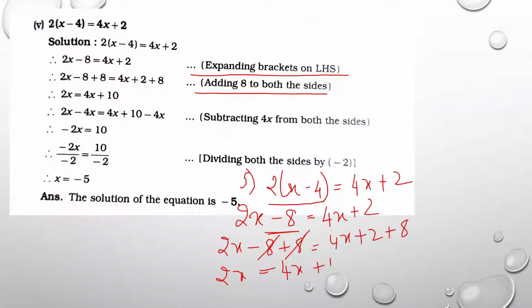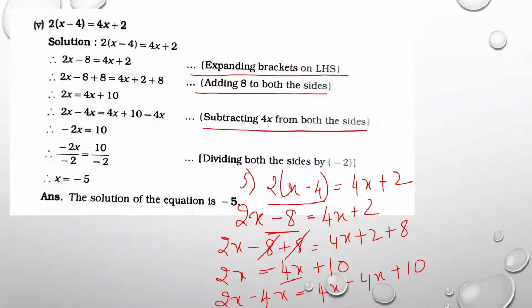Now you have to remove this 4x. So what you will do? On both the sides you have to subtract 4x. Subtracting 4x on both the sides. So here plus 4 and minus 4 will become 0. So here 2x minus 4x will become minus 2x is equal to 10.